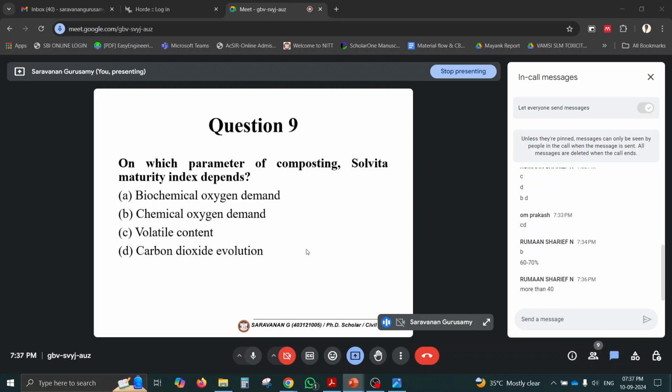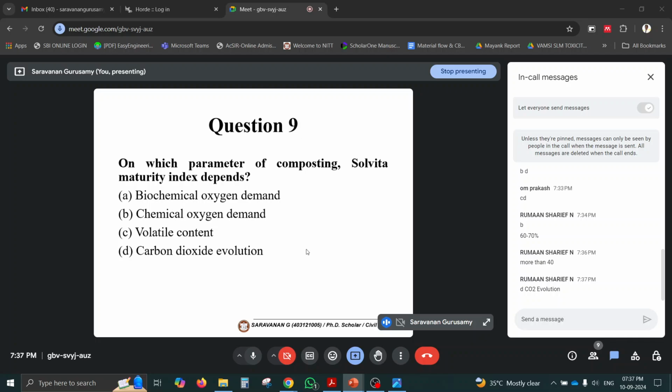On which parameter of composting does the Solvita maturity index depend? Biochemical oxygen demand, chemical oxygen demand, BOD, COD, volatile content, carbon dioxide evolution. The Solvita maturity index is a test which is used to analyze... yeah, carbon dioxide evolution. That is correct.